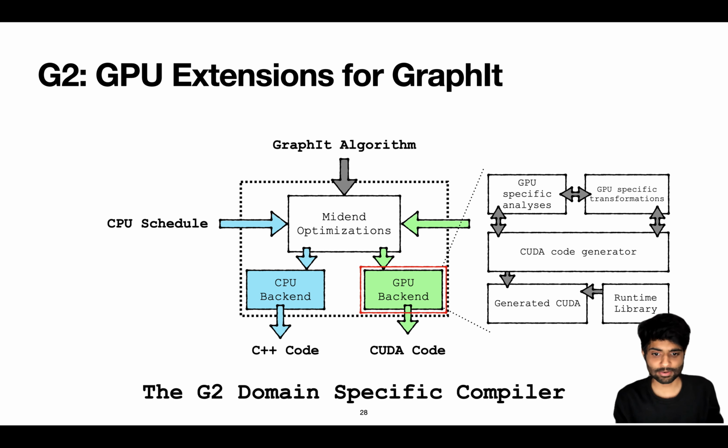The GPU backend, on the other hand, has all the GPU-specific analyses and transformations, a CUDA code generator, and a runtime library for running on GPUs. Let us look at an example of a GPU-specific analysis and a transformation.